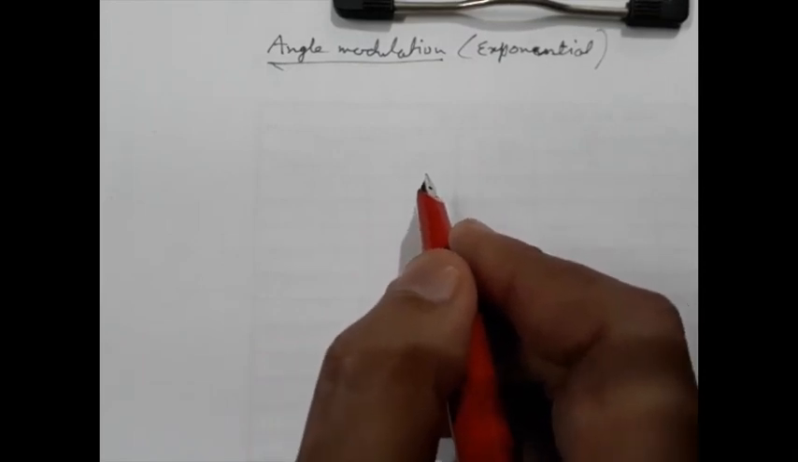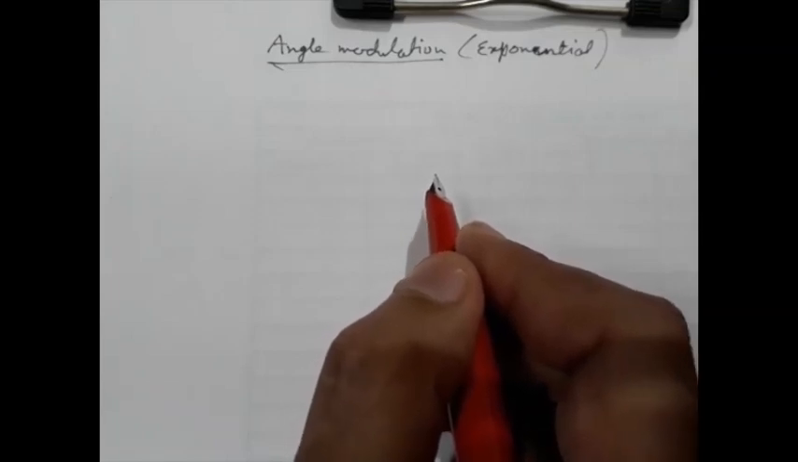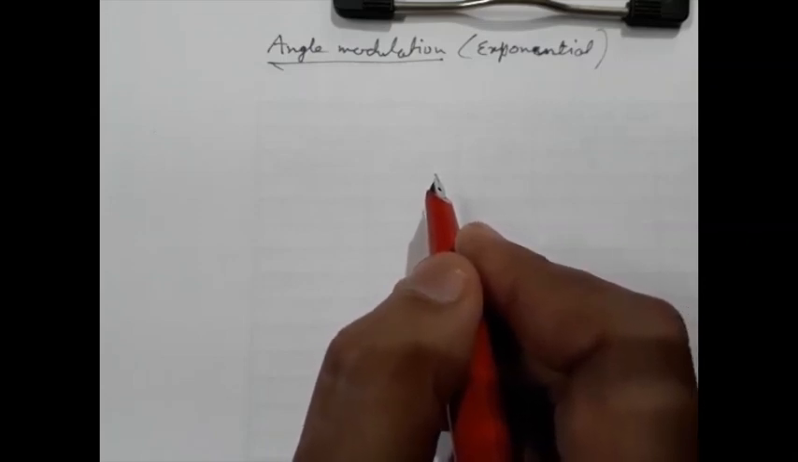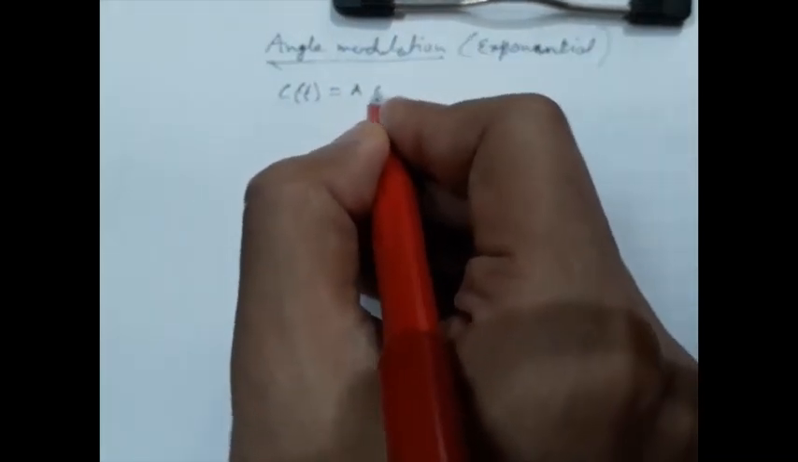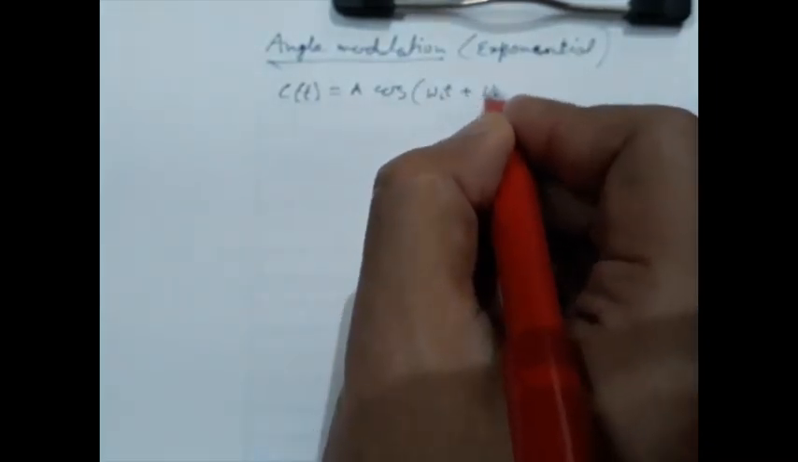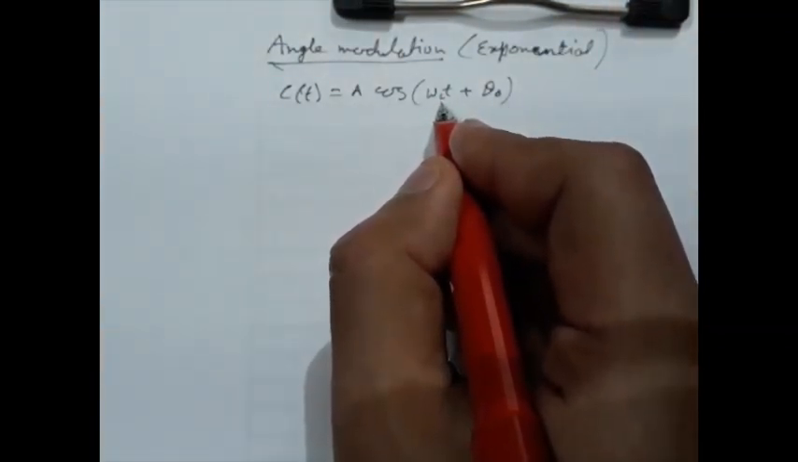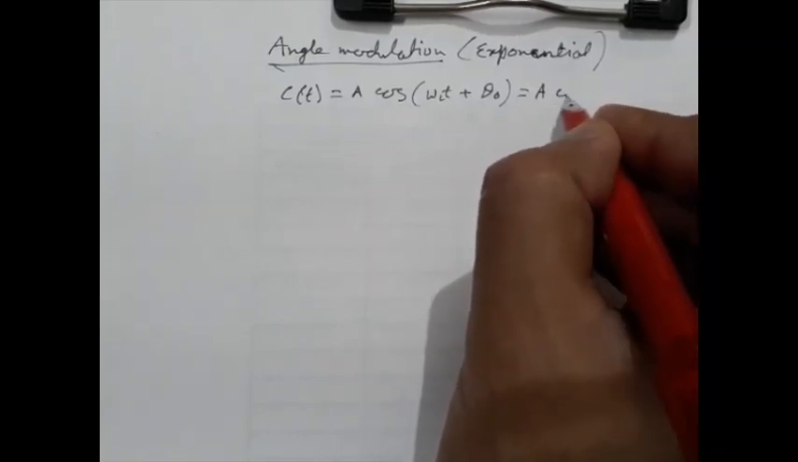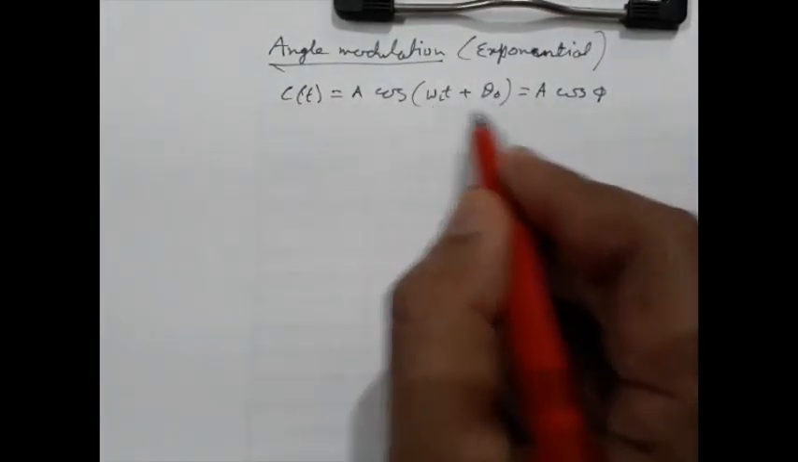So angle modulation may be defined as a process in which the total phase angle of a carrier wave is varied in accordance with the instantaneous value of the modulating signal while keeping the amplitude of the carrier constant. Now assume that the carrier is this, where A is the amplitude, omega c is the angular frequency, and theta 0 is the phase angle. That can be written as A cos phi, where phi is the total phase angle.